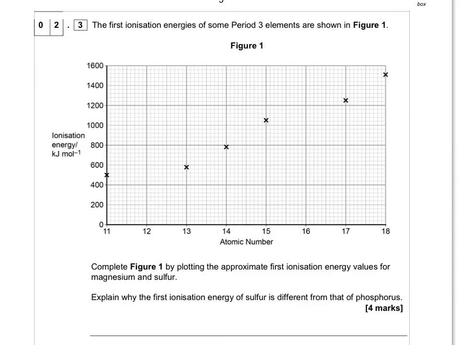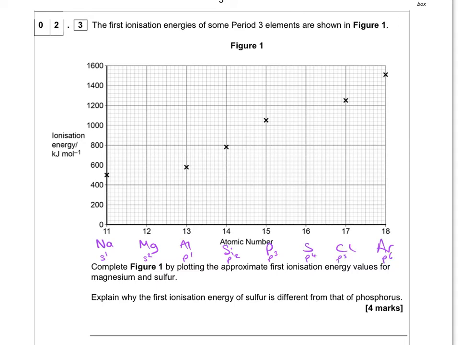The first ionisation energies of some period 3 elements are shown in figure 1. Now, just before I do anything, I just want to identify what's going on. So 11, atomic number of 11 is sodium, then I've got magnesium, then I've got aluminium, silicon, phosphorus, sulfur, chlorine and argon. That just makes it a little bit easier to map on what you've learnt. So we've got S1, S2, P1, P2, P3, P4, P5 and P6.